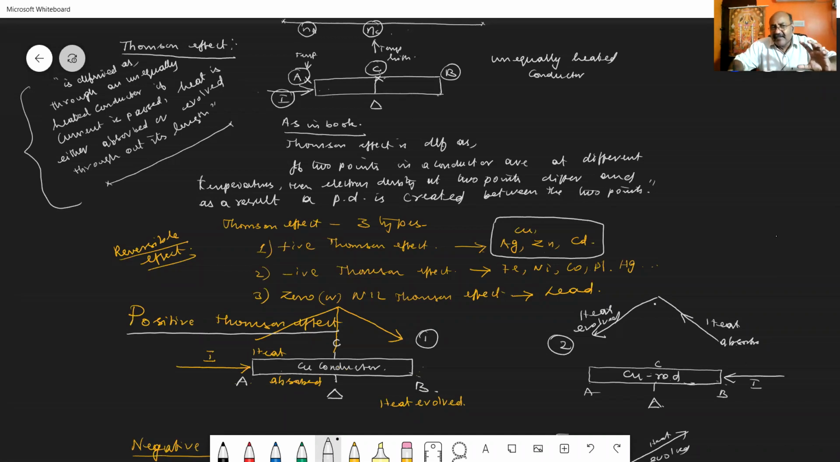That is, through an unequally heated conductor, if you are supplying current, heat energy is either absorbed or evolved throughout the length of the conductor. See how it was defined in your book.